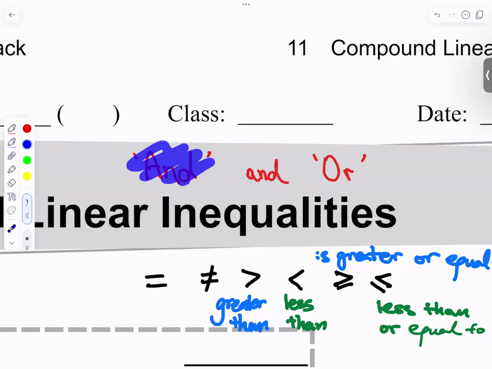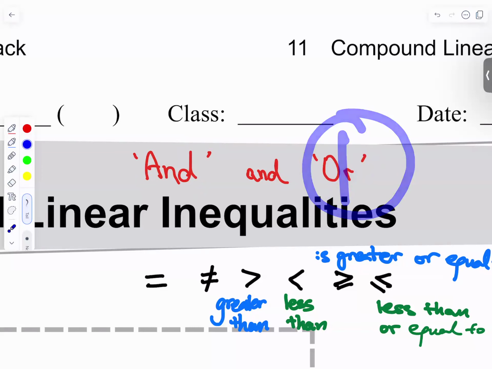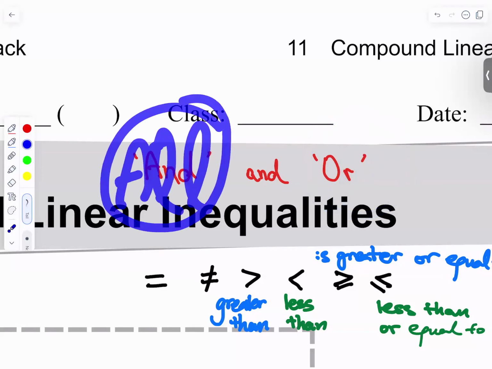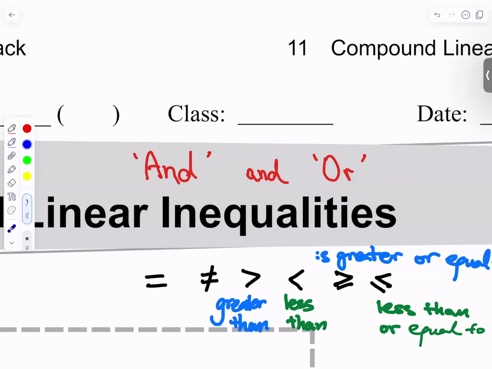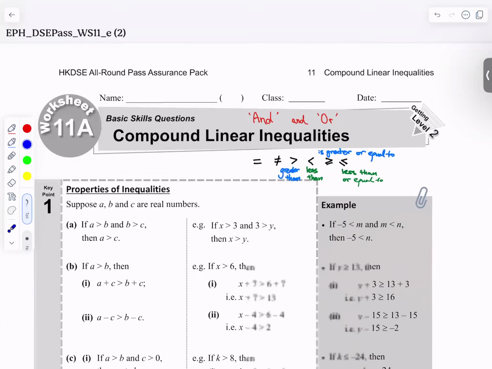And means you need to satisfy everything that's asked in the question, the equations, all of them. As for the or, even if you just satisfy one of the condition, it's already correct. Just one condition and it's already fine. As for the and, you have to be all of it. So what does that even mean in maths? While doing questions, I will do further elaboration.